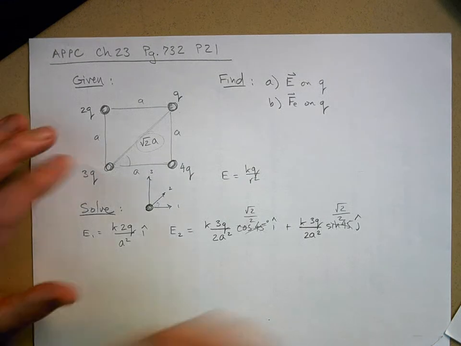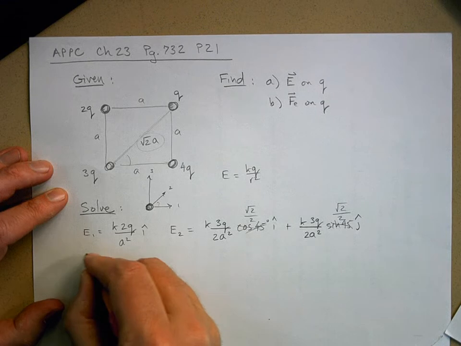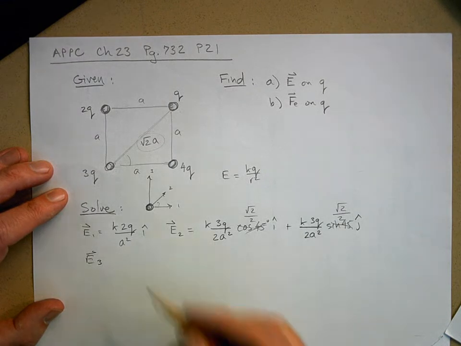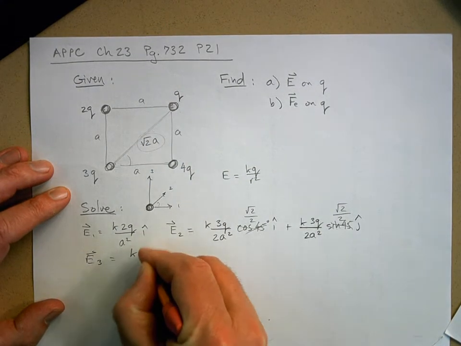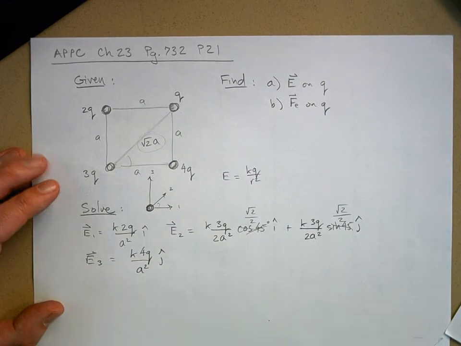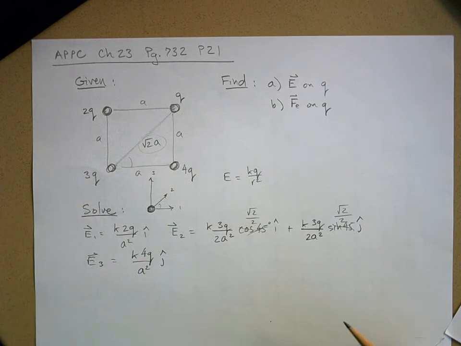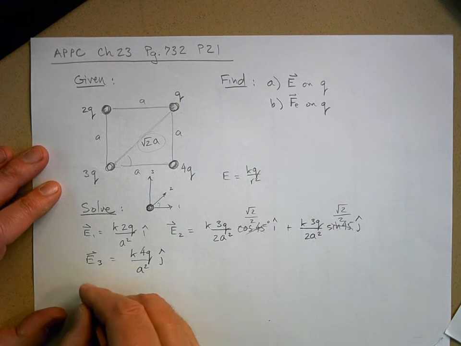All right. Now what is E3? And I should put vector hats on all of these. Well, E3, we got K, and there's 4 Q's down here over A squared, and that's going to be in the J hat direction. So I got E1, E2, and E3 all in I J form. So let's add them together to get the total.